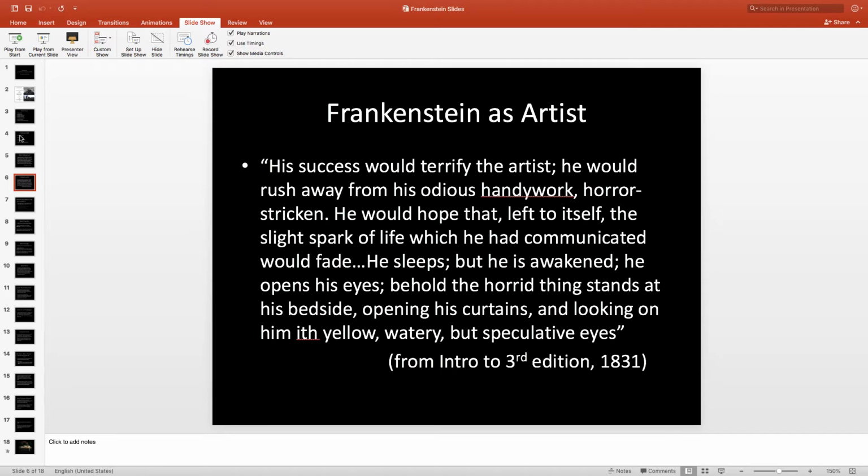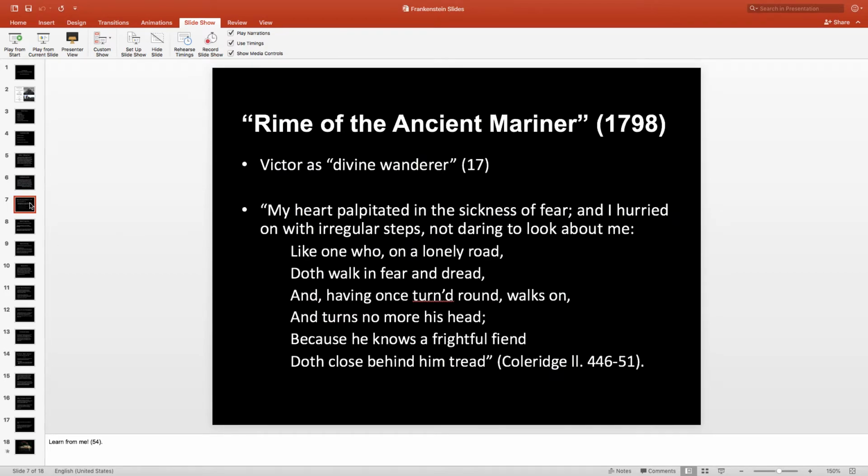eyes. This is a really important moment in Frankenstein, in which Victor is forced to make a decision about how he will proceed and treat his creation, in this case, not merely a piece of art.